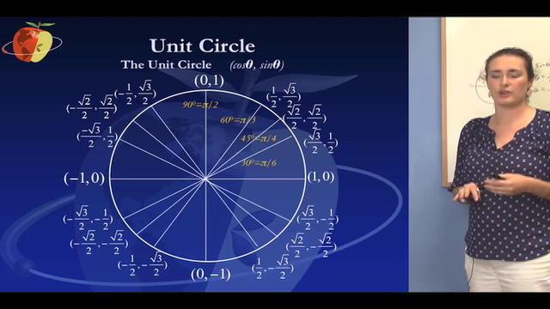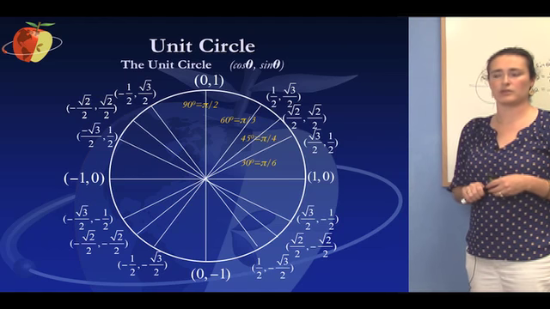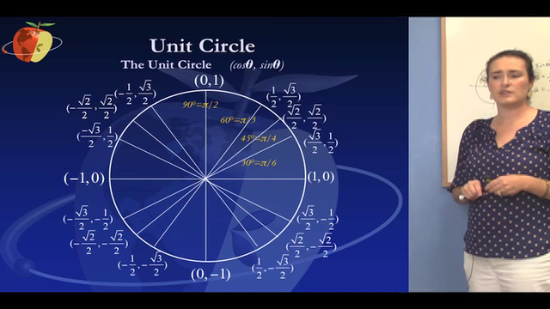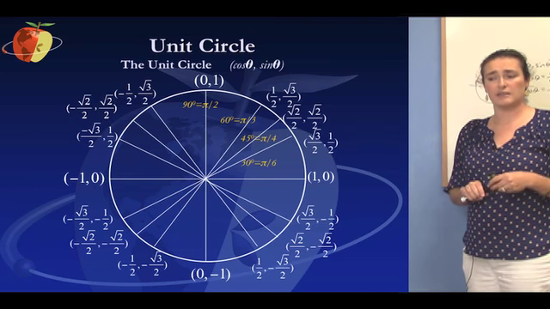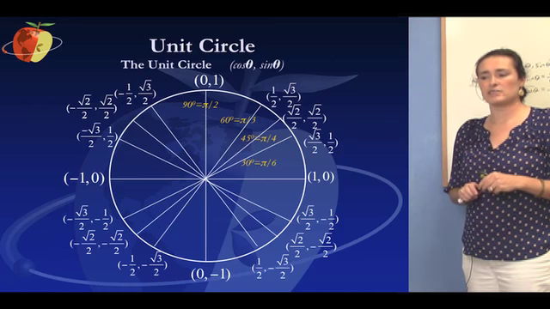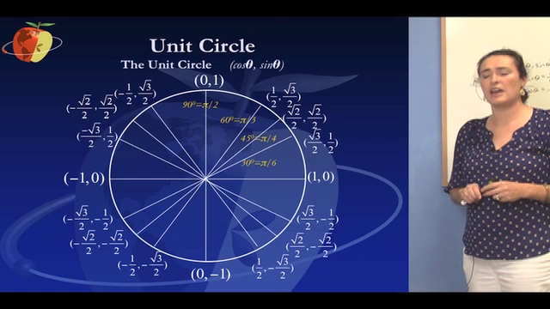You see how 30 degrees, which is also called pi over 6, has a cosine value of root 3 over 2 and a sine value of 1/2. You can see how 45 degrees, which is also called pi over 4 radians, has a cosine of root 2 over 2 and a sine of root 2 over 2, and continuing around the circle.